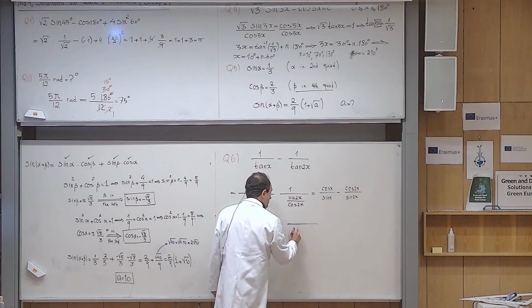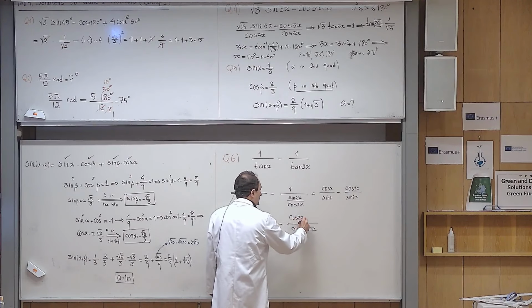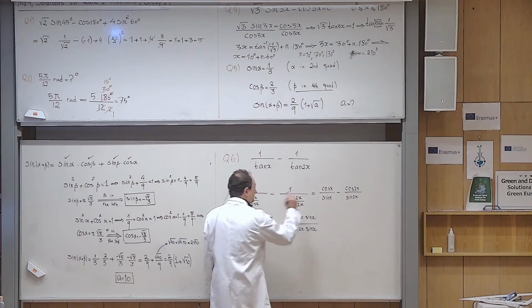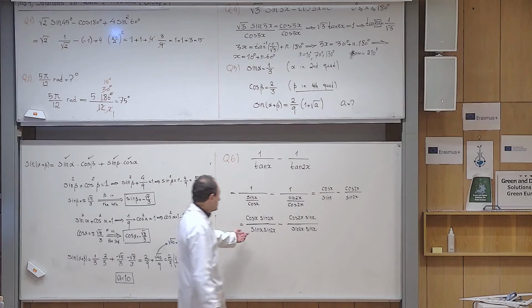So how should I rescale this one now? I have to multiply by sine x. And then I have to multiply this by sine x as well. Do you see that or not? Yes? Okay, but now the denominators are the same.